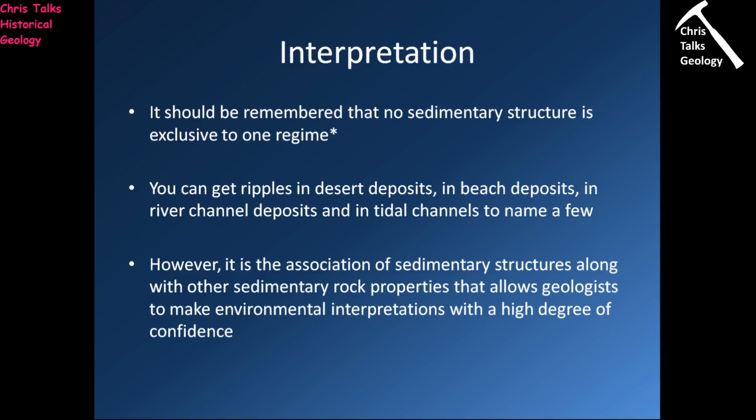Right, now we need to think about our interpretation. We do have a slight problem. No sedimentary structure is exclusive to one regime. So you don't always get symmetrical ripples in a beach environment. As I said, you can get them in different environments like tidal estuaries, or along the margins of lakes. So if you see a symmetrical ripple, it doesn't instantly mean you're looking at a beach. You have to use all the evidence available to you to come up with a defendable environmental interpretation. So you can't just rely on one thing.